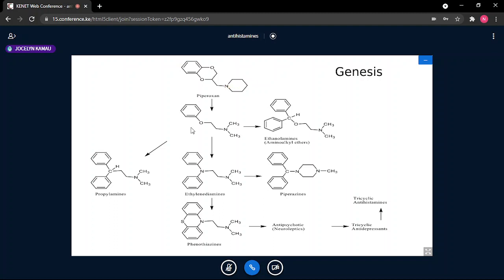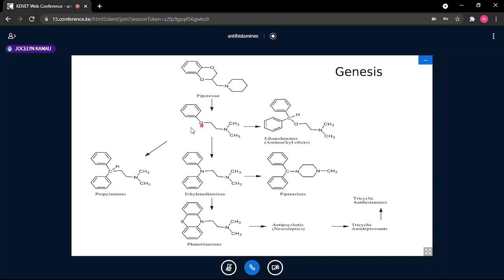It doesn't matter. It can either be a piperidine ring, or like what you have in your handout, where this is an N(CH3)2. That's what I've given you, but it doesn't matter. It will still produce the same. So the piperoxane was the precursor for this drug. The piperoxane was converted into the ethanolamine.